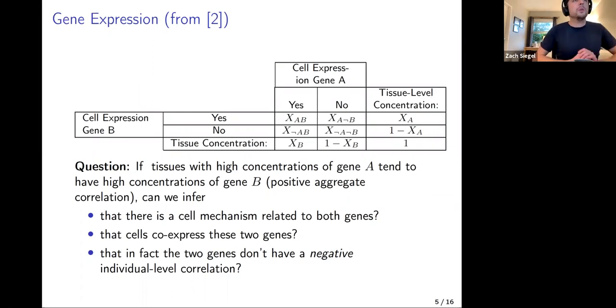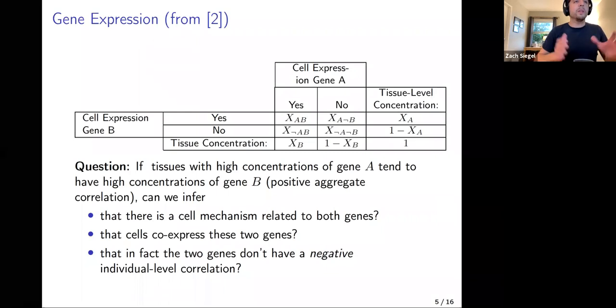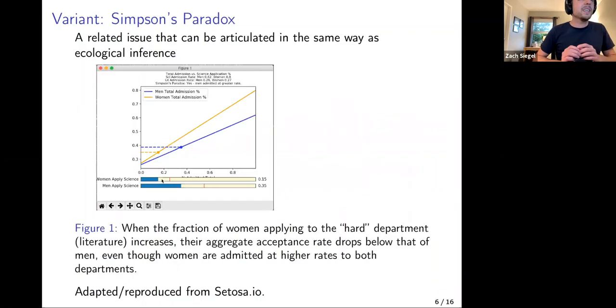So just from the tissue level measurements, you actually can't necessarily infer whether 2 genes are expressed together in a cell level. You only have aggregate information. Okay, next slide. Fully next slide, please.